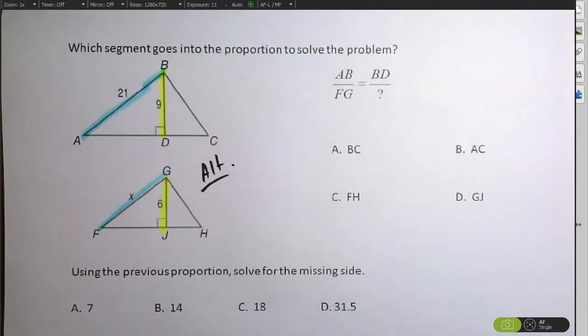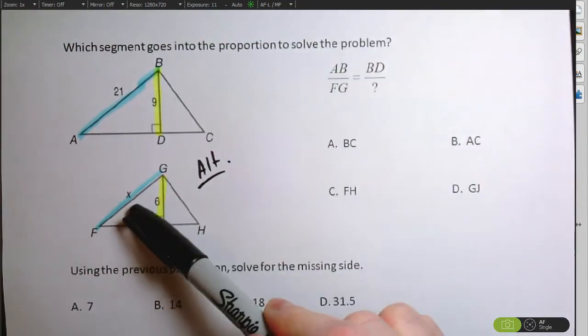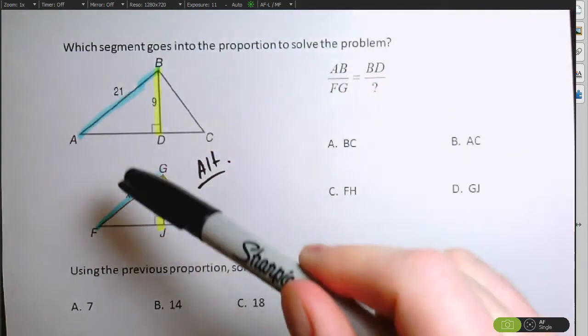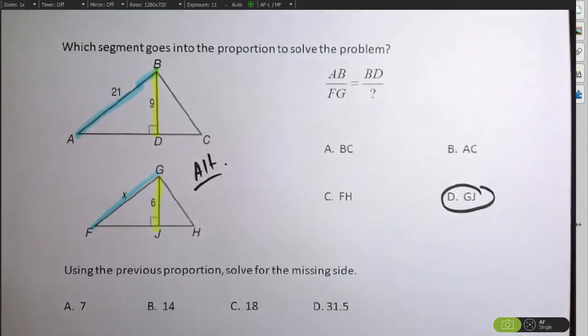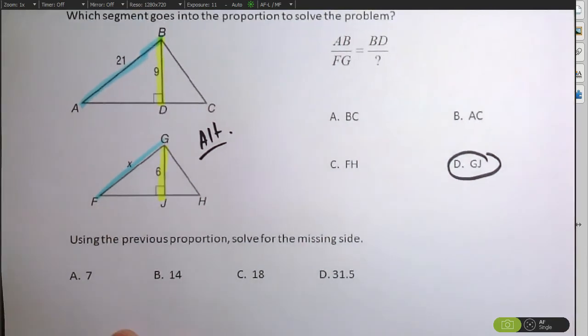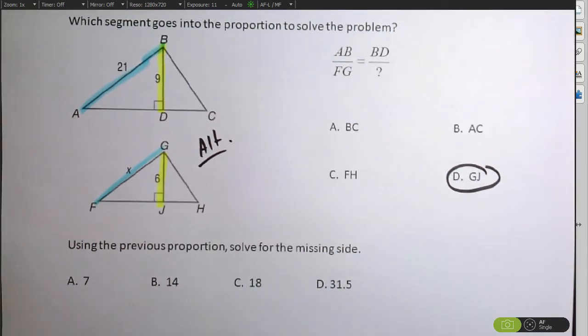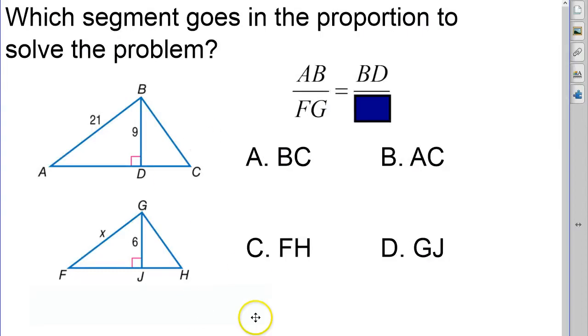AB corresponds to FG. So then, if AB corresponds to FG, BD has to correspond to GJ, which was D. So hopefully you said D. Okay. Now that you know that, the next question is, okay, solve for X. So that's your next question. Solve for X.